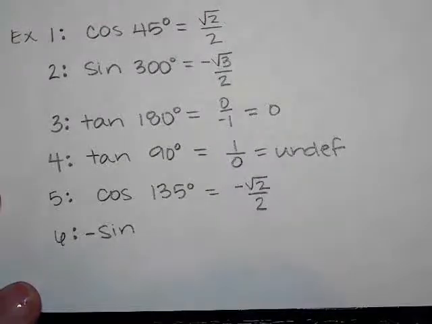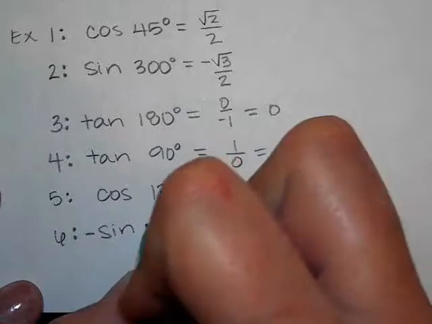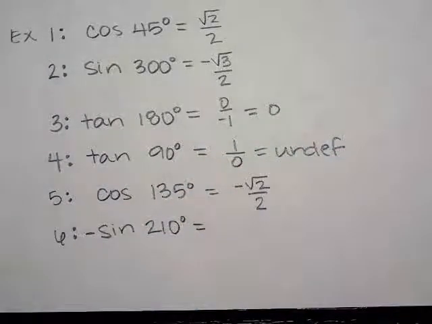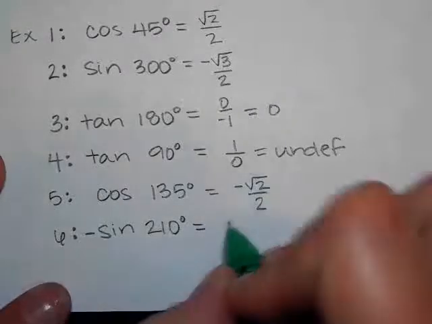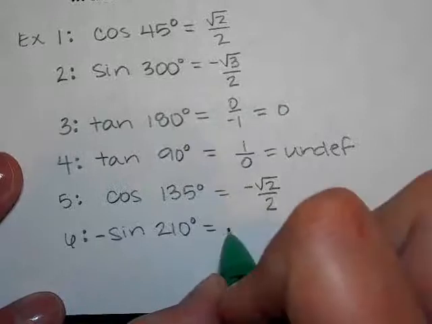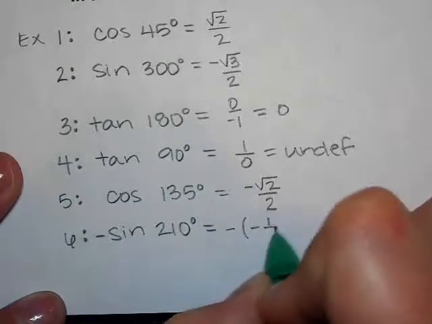Nate, what do you think? Well, I just had a question. The tan of 270 is also undefined, right? Yes. Say it again. It'd be positive 1/2. So sine of 210 is negative 1/2. So if I stick a negative in the front, it's going to be negative of negative 1/2, which is just 1/2. Does that make sense? Okay, I stuck a negative in front of the problem. Okay, let's do number 7.